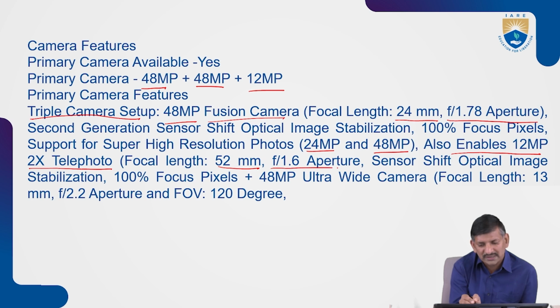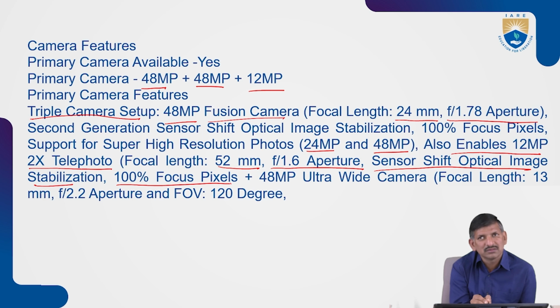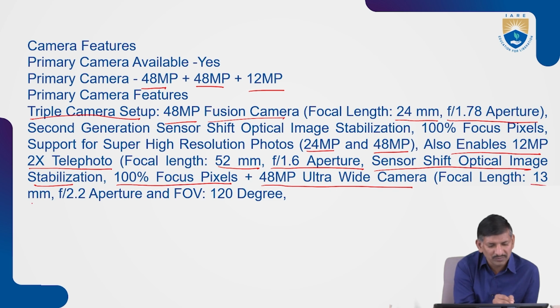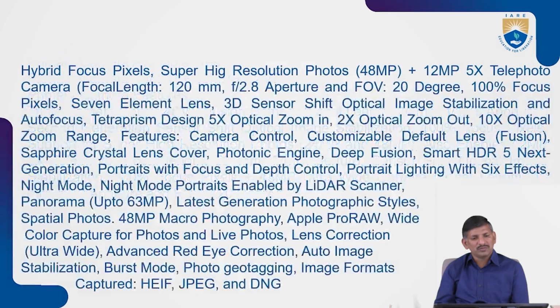1.6 aperture, sensor-shift optical image stabilization, 100% focus pixels, 48 megapixel ultra wide camera, focal length 13 mm, 2.2 aperture and FOV 120 degrees. So these are the camera features contained in the iPhone 16 Pro.